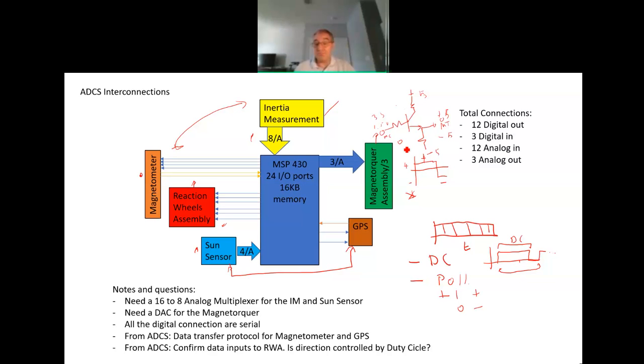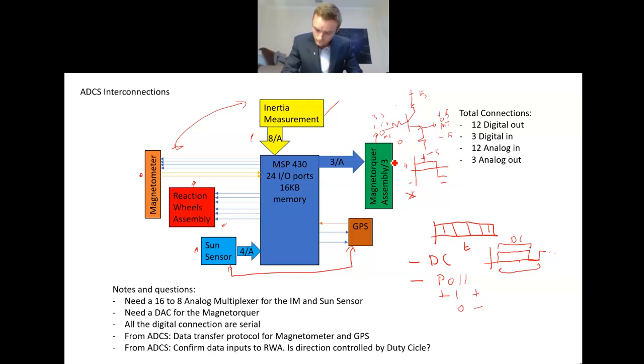But other than that, at the end of the day, the more voltage we put in, the more torque the magnet torquer is going to provide in that particular axis and in that particular direction. We have three axes, so we're going to have three magnet torquers, and we're going to have three outputs from our microcontroller. All right? There are a lot of question marks right now.